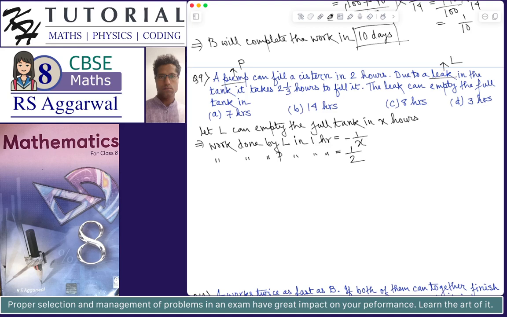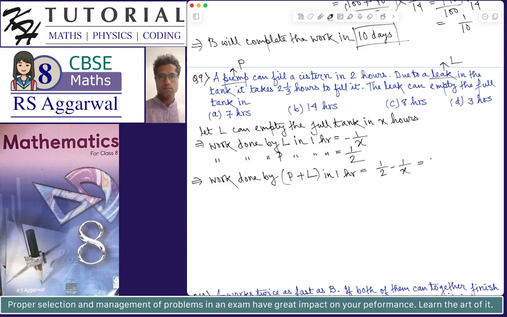Now the fact that due to a leak in the tank, it takes 2 and 1 by 3 hours to fill it, this means that when the pump P and the leak are working together, it is taking 2 and 1 by 3 hours to fill the empty tank. So from this we can say that work done by P plus L, that is when both the pump along with the leak are working, work done by P plus L in 1 hour will be equal to half minus 1 by x.